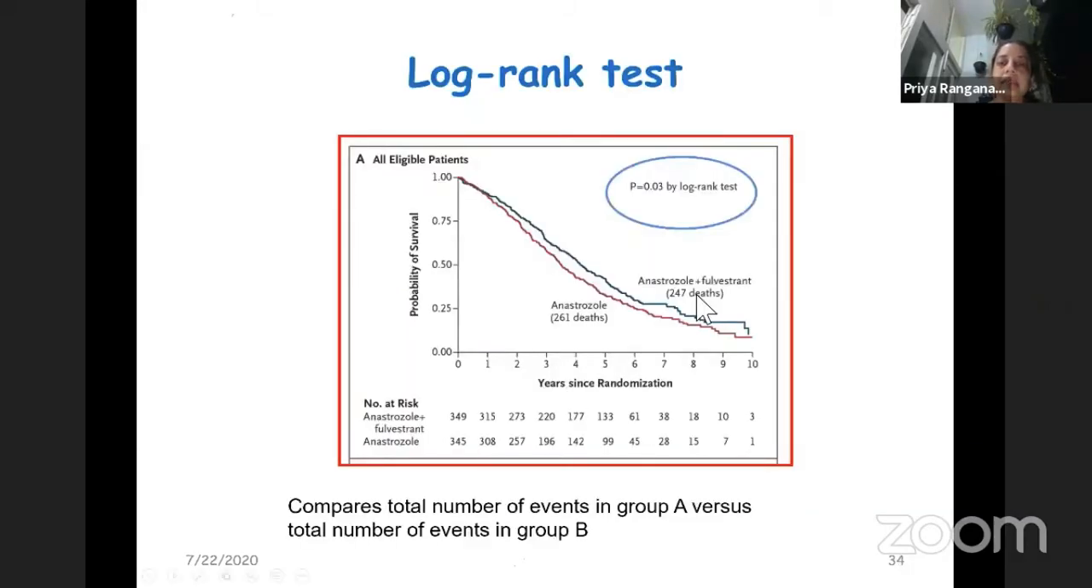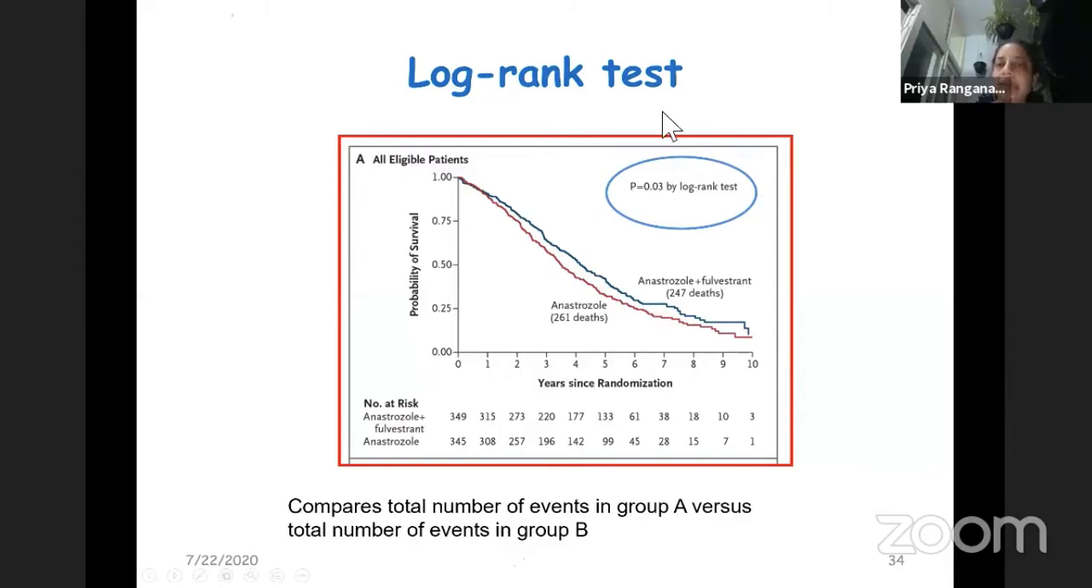You can see here that the anastrozole arm had 247 deaths out of a total of 349 patients. And the control arm had 261 deaths out of 345 patients. And you can see what I told you: as you go down, the numbers at risk have gone down, down, down, because a lot of patients have had events and probably some have got censored as well.